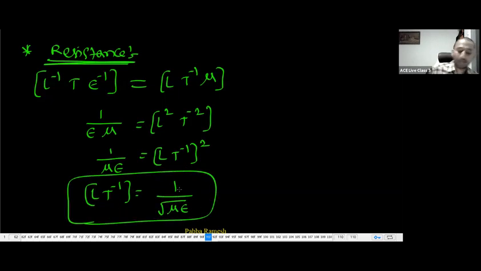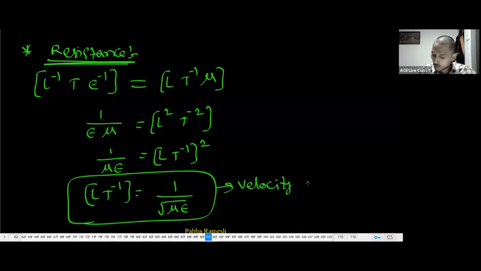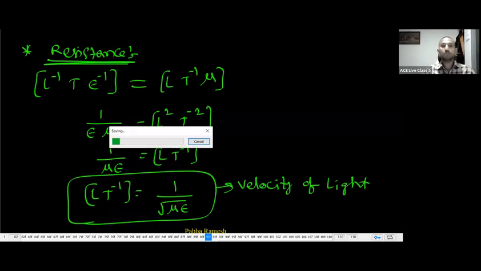So what is this? L T minus 1? Come on. Yes, very good, velocity. Velocity of what? Velocity of light. This is a very, very important question in the ESC objective paper.